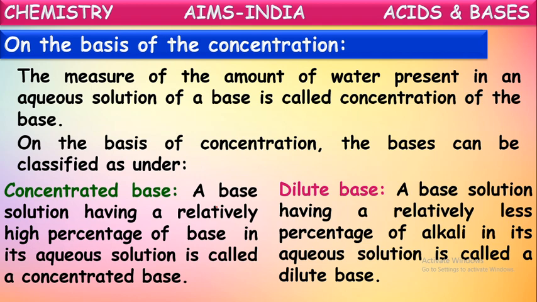One more classification, dilute base. A base solution having a relatively less percentage of base or alkali in its aqueous solution is called a dilute base. So, in a base, if the quantity of water is much larger than the quantity of base or alkali, then that base is said to be a dilute base. Here, the word dilute or dilution represents addition of water. So a dilute base means the base which contains more quantity of water in it than the quantity of base.